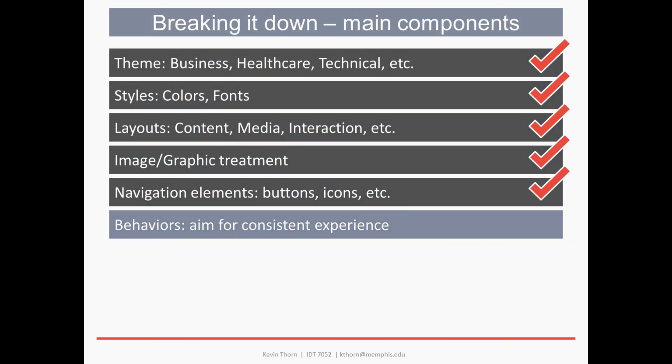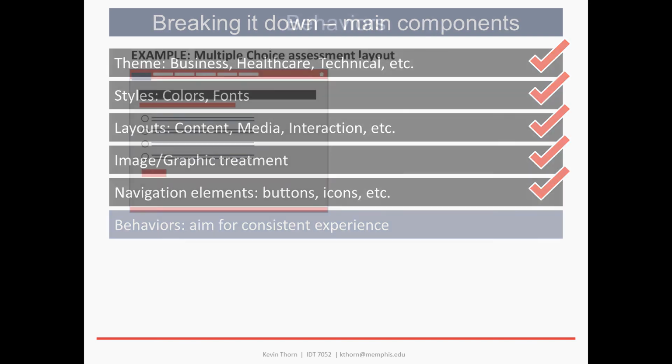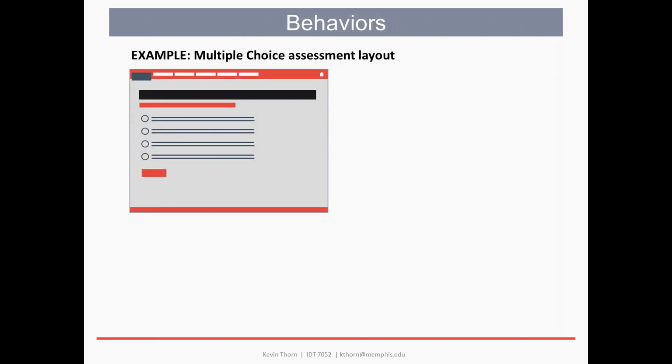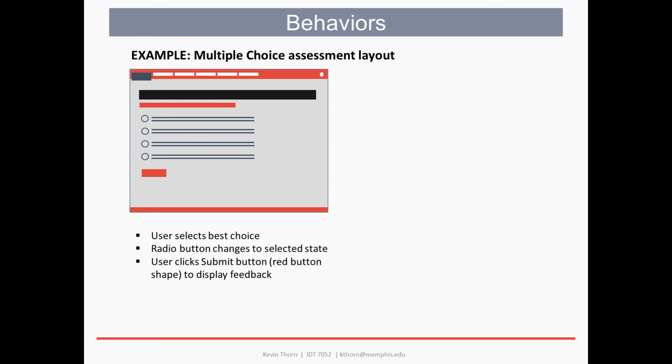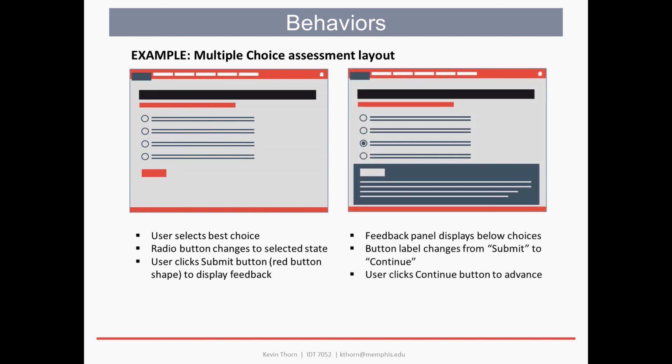Finally, let's study the overall behaviors to ensure we have a consistent experience. Let's study a multiple choice assessment layout. The user selects their best choice and the radio button changes to a selected state. Then the user clicks the submit button. A feedback panel displays. The button label changes from submit to continue, and the user clicks to advance.